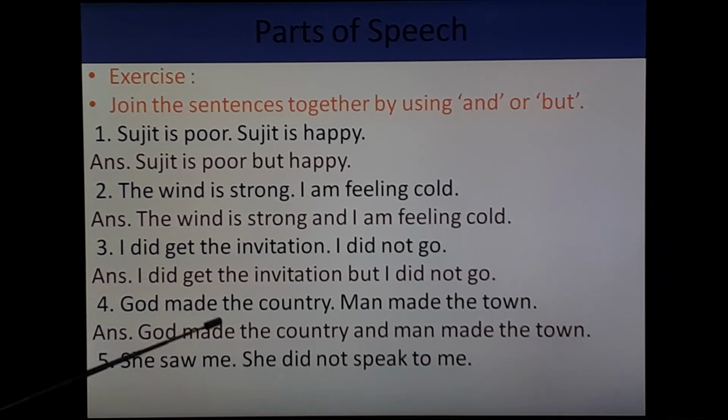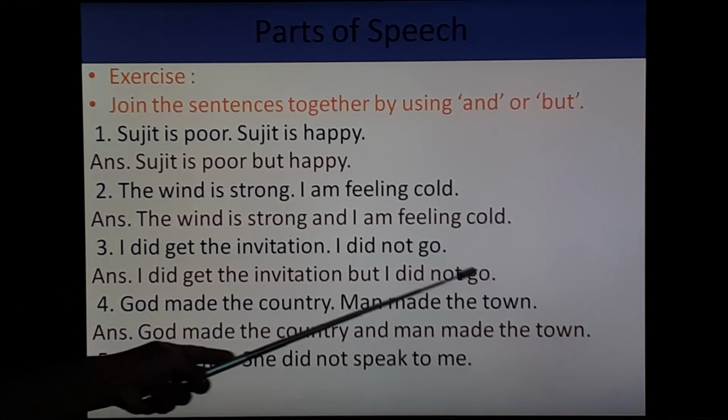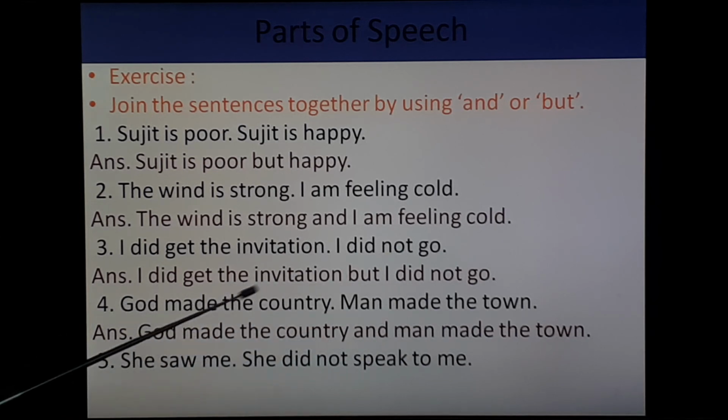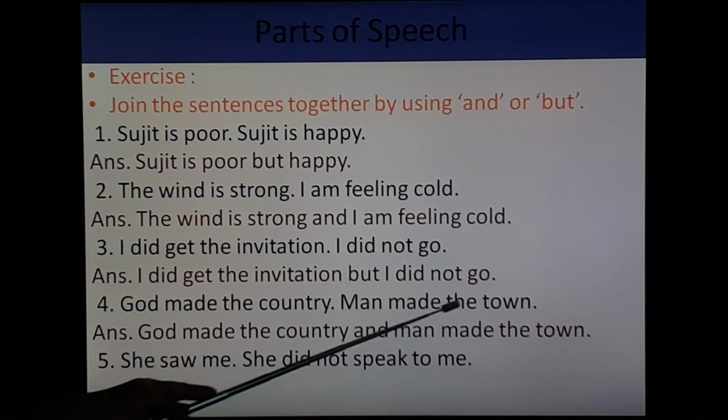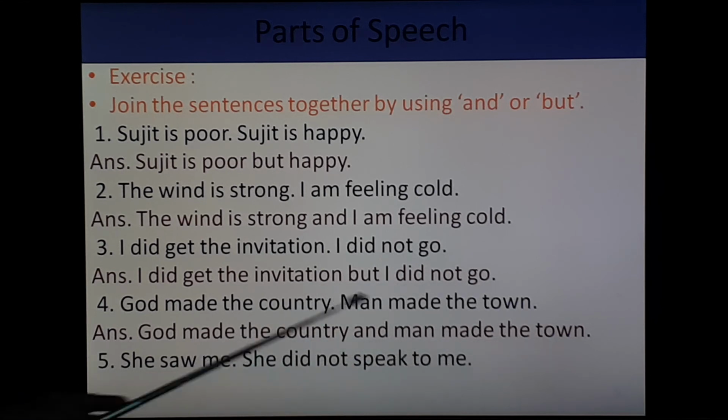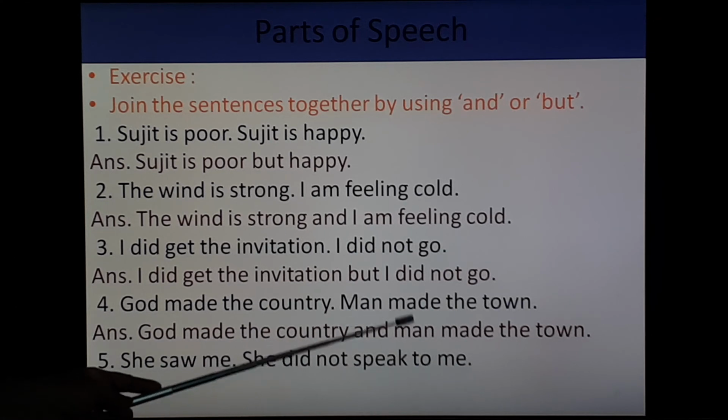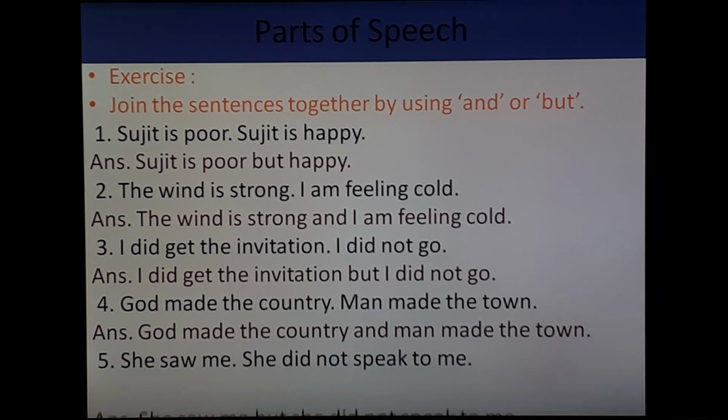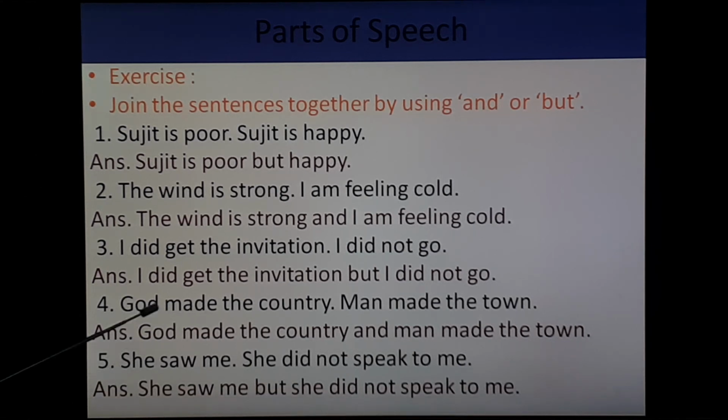Fourth, God made the country, man made the town. So here, God made the country and man made the town. Here, addition, adding. Okay, here it is given. It is not showing contrast. That's why here and is mentioned. Last one. She saw me. She did not speak to me. Here she saw me but she did not speak to me. Here contrast is given. That is why but is mentioned.